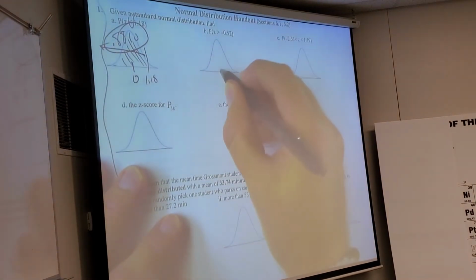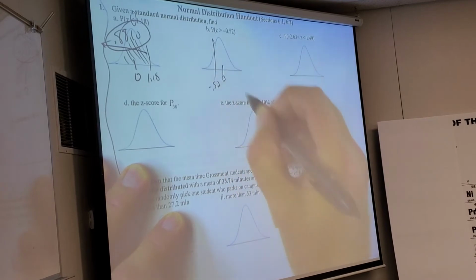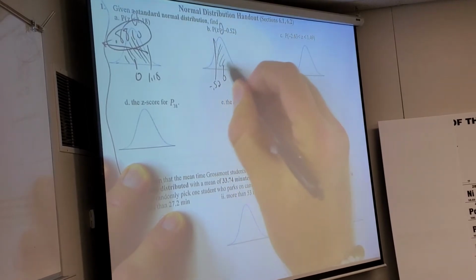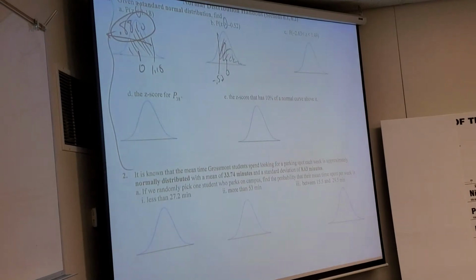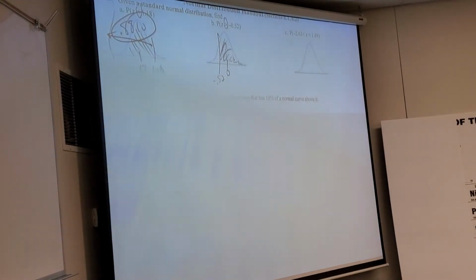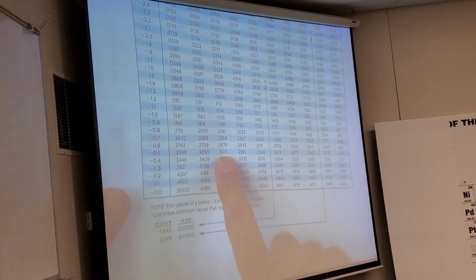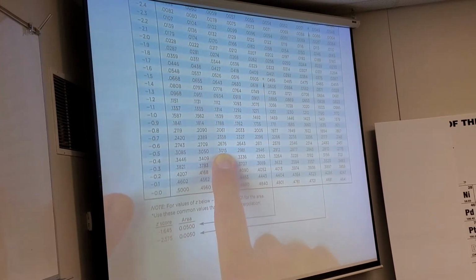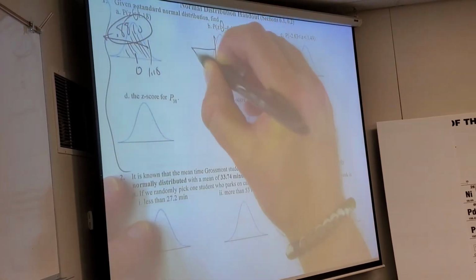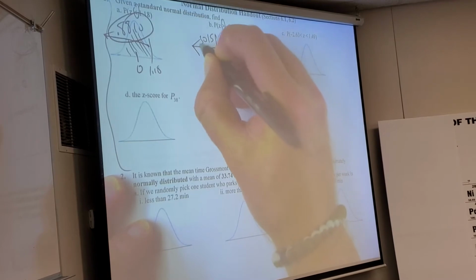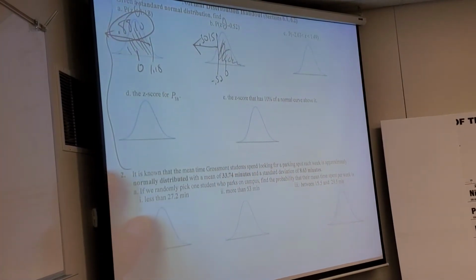All right, so again, 0 in the middle. Where's negative 0.52? Down there. Greater than, so I want this area. So again, it's going to be greater than 50%. When I look up negative 0.52, I get 0.3015. Whenever I use that chart, I immediately put it below what I just looked up. Is that what I just got? Yes. There you go.